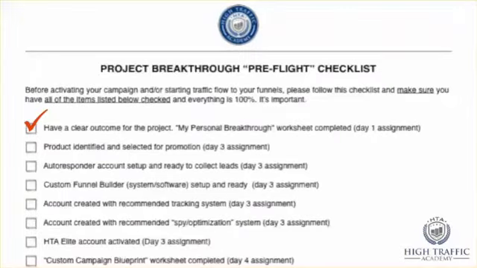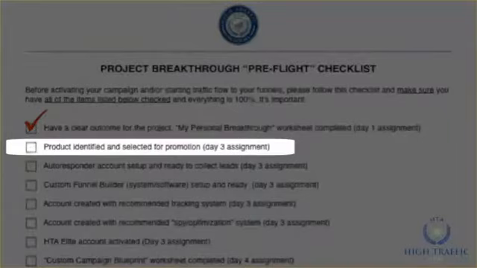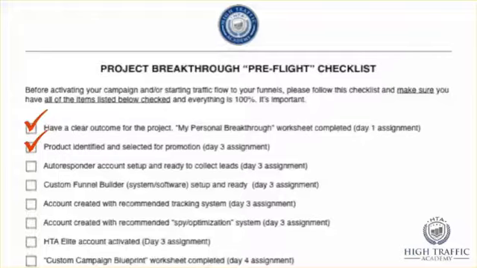Number 2. So number 1 we can check off. You guys have it done. Number 2 is product identified and selected for promotion. Of course, with us, we're promoting Project Breakthrough. For you, my friend, chances are you're also promoting Project Breakthrough, which is great. If you are promoting anything else, just make sure you have a product identified that you're going to be promoting. Very simple. We've been through that on day number 3. We're going to check that off. Boom, we got two things off our plate.